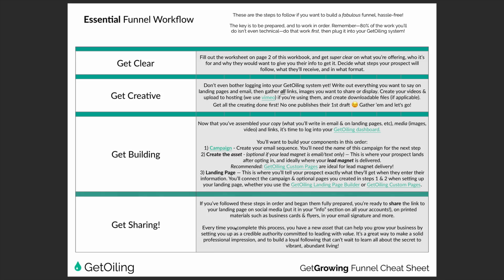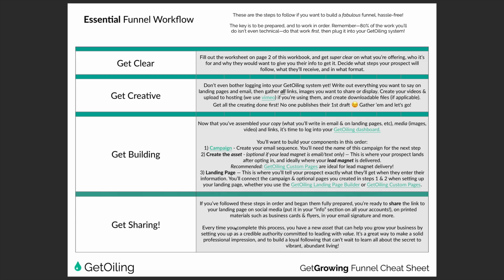The first thing that you always want to create when you want to create a funnel in GetOiling is to begin with the campaign. Okay? You have to start with the campaign. So you can click on campaign here if you're ready to build your campaign, and it'll go to the campaign section in GetOiling and you can start a new one. So you're going to create that email sequence first because you're going to need the name of this campaign for the next step.